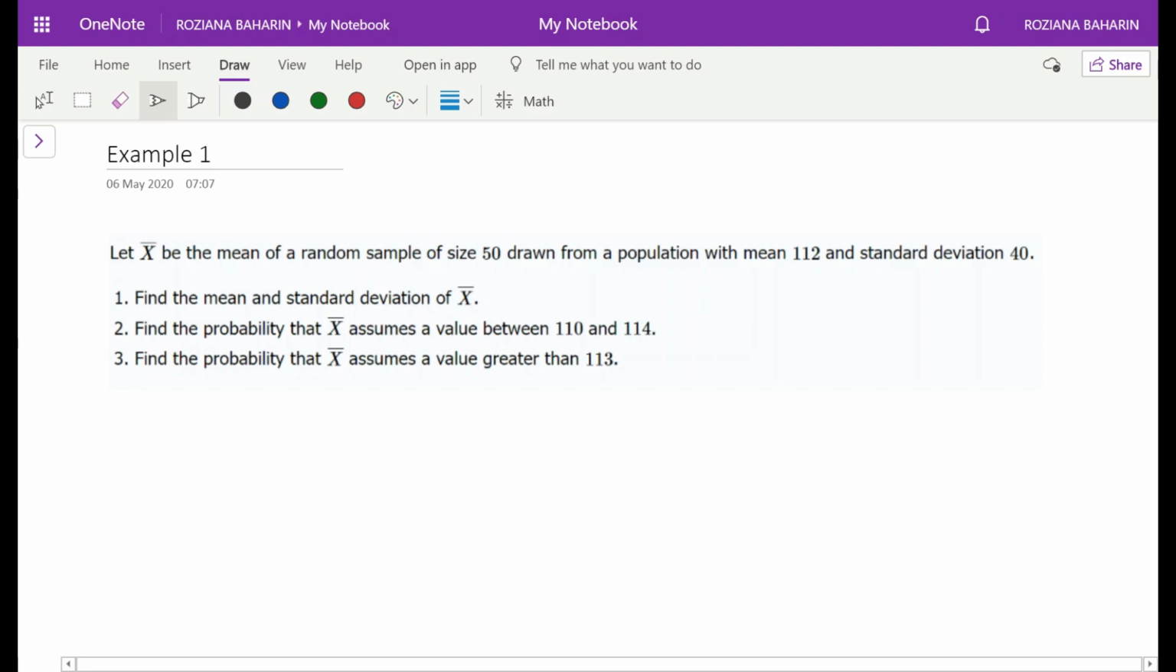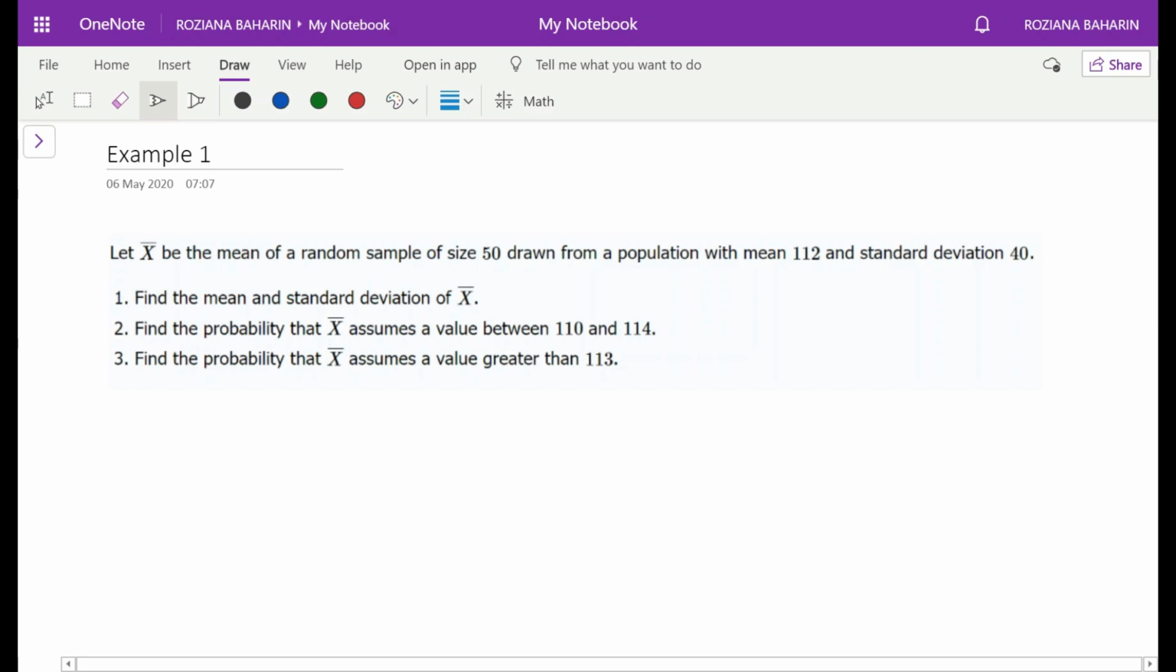The skills that we need to develop in this topic are to learn the sampling distribution of X bar. X bar is the mean, when the sample size is large, and we want to learn the sampling distribution of X bar when the population is normal. Now we look at the first example here, example 1.